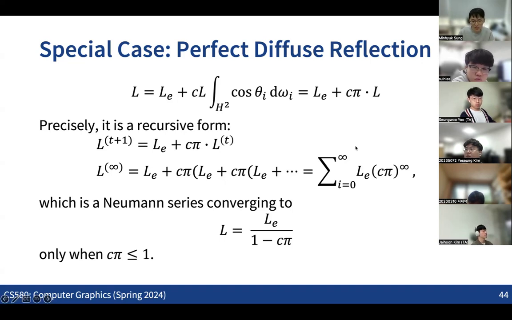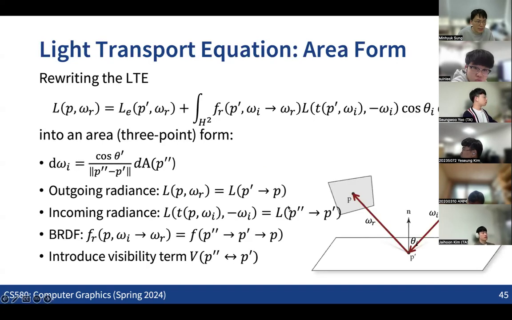For most cases, it will not be possible to have an analytic solution, and that's why we are also going to have a Monte Carlo estimate for the light transfer equation. As we have seen in the previous slide, let's convert this LTE into the area form. We converted the sampling based on solid angles into sampling over points on the area, so we can do the same thing here. We are now rewriting this LTE into the so-called three-point form. First, we replace the differential solid angle with the differential area, as we have seen in the previous slide. This is exactly the same.